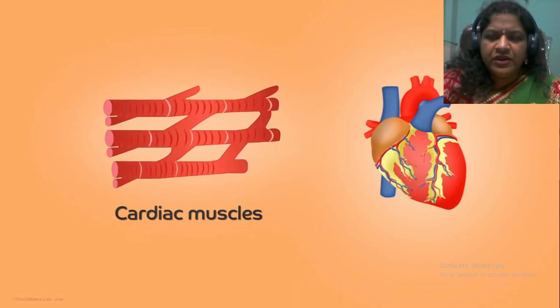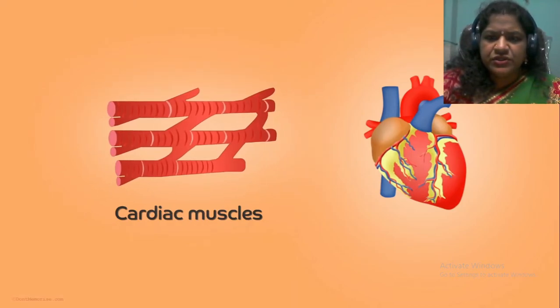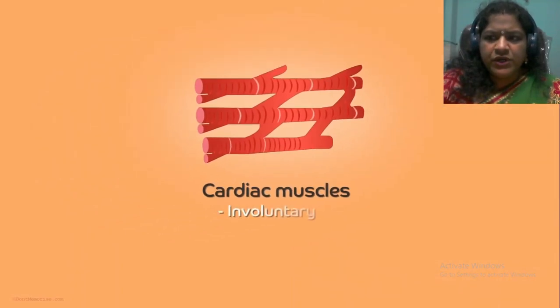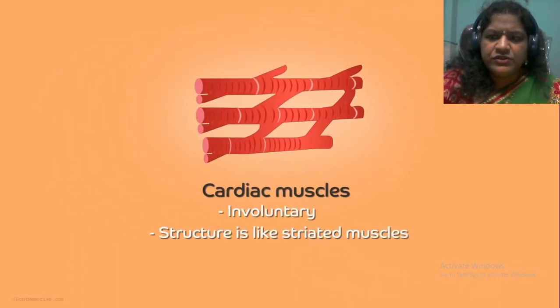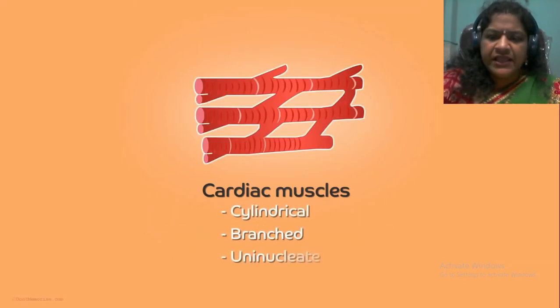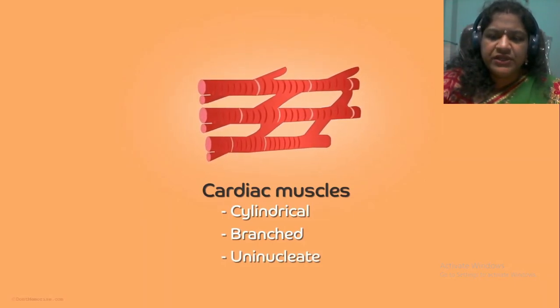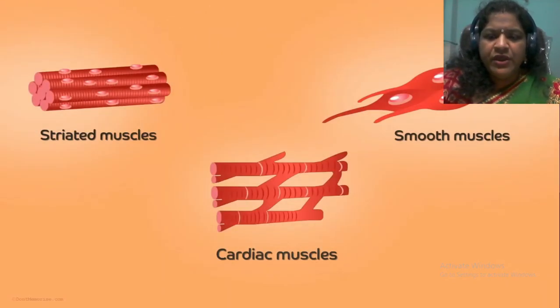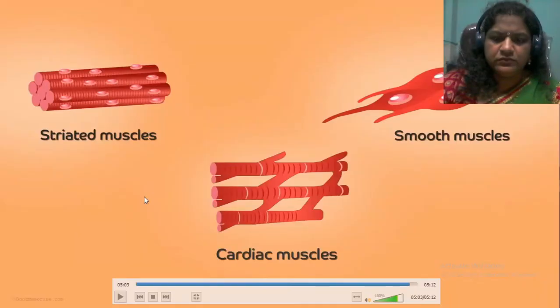So, the rhythmic contraction and relaxation of our heart, or the working of our heart, is because of these cardiac muscles. Although involuntary in action, their structure is like striated muscles, partially. They are cylindrical and branched, but uninucleate in nature. These muscles perform rhythmic contraction and relaxation tirelessly throughout our life.